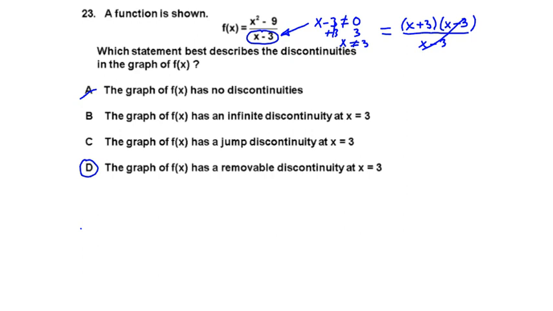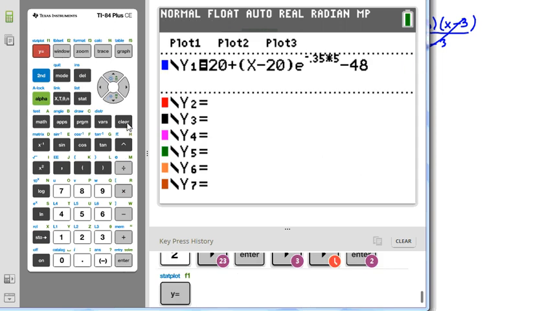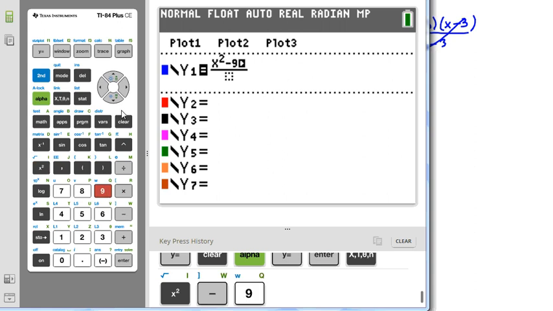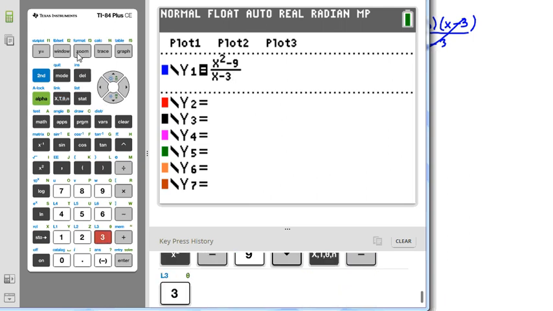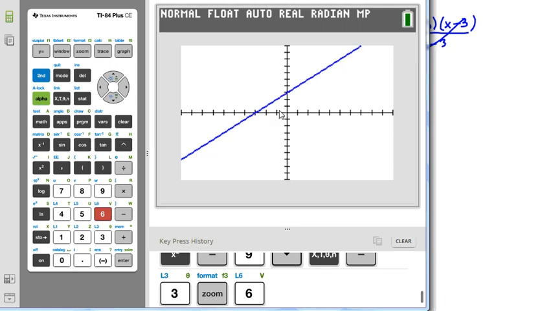Now, as a last reinforcement of understanding, we'll go to the graphing calculator and place therein, in our function editor, we have our numerator x squared minus 9 and our denominator x minus 3. And when we graph this function, I'm going to press zoom 6 for zoom standard, we see no break, which would indicate a discontinuity at x equals 3 or anywhere else.